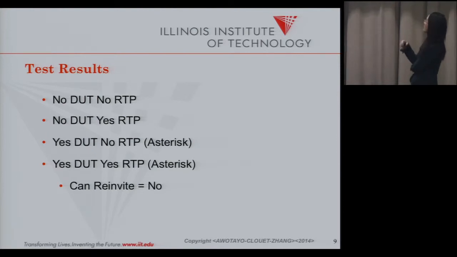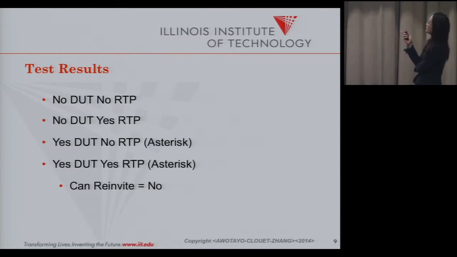So here you can see our test results are based on 4 scenarios. The first 2 are about no device under test with RTP and without RTP. And the third and fourth one are about using Asterisk as our SIP proxy with RTP and without RTP.